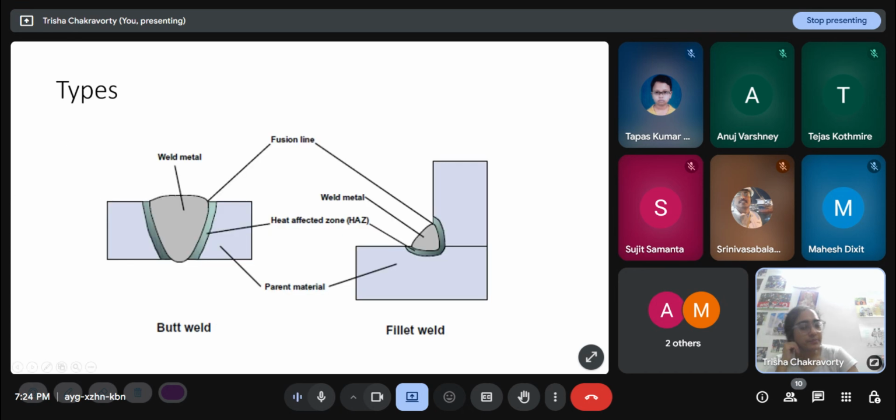Okay, there are two types: butt weld and fillet weld. In a butt weld, the two plates are placed end to end, and the weld material is placed in the middle. While for fillet welds, the plates are placed perpendicular to each other, and the weld is done at the junction. So this is the fusion line here. This is the fusion line. This is the weld metal.